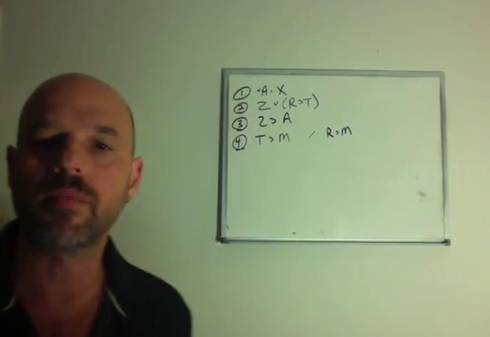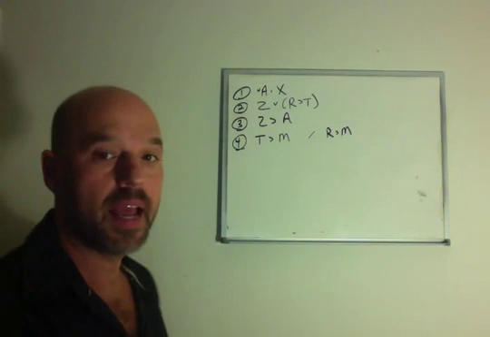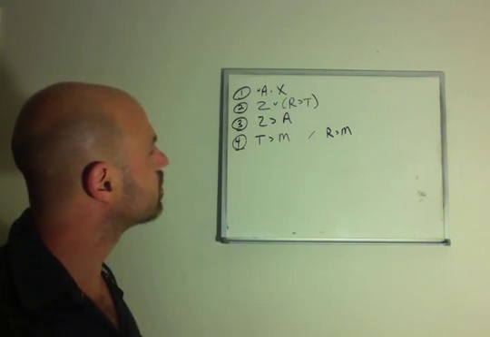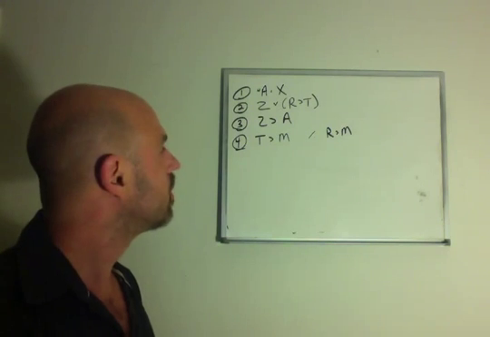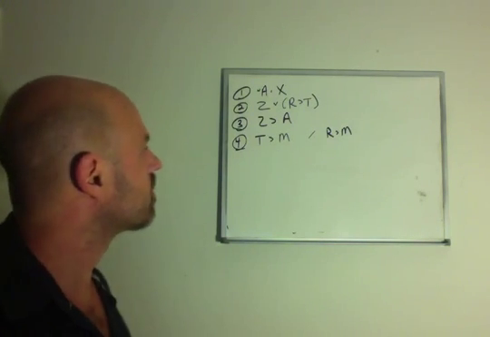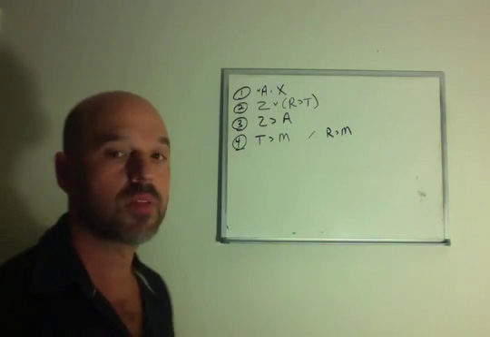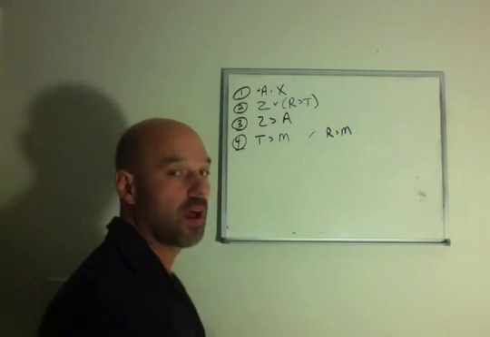Let's do one final example together. Premise number 1, not A and X. Premise number 2, Z or R implies T. Premise number 3, Z implies A. Premise number 4, T implies M. Your job is to get to R implies M.